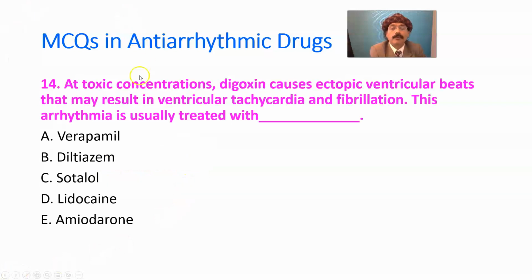Okay. Number 14. At toxic concentrations, digoxin causes ectopic ventricular beats that may result in ventricular tachycardia and fibrillation. This arrhythmia is usually treated with what? Verapamil, diltiazem, sotalol, lidocaine, amiodarone. Answer should be lidocaine. May be used by phenytoin also, but our choice here is the lidocaine. Number 14. Answer is D, lidocaine. Okay, we got that.